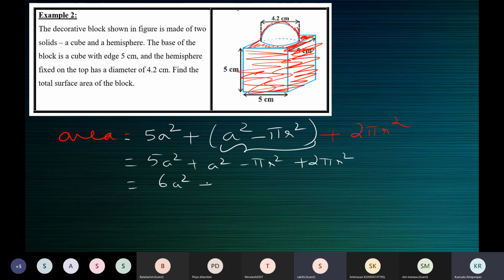6a square plus pi r square. Is this right? On simplifying, 6a square plus pi r square. Now, the value of a is 5 centimeters and the value of r: the diameter is 4.2, so the radius is 2.1. Substitute the values in this expression to find the total surface area of the block.